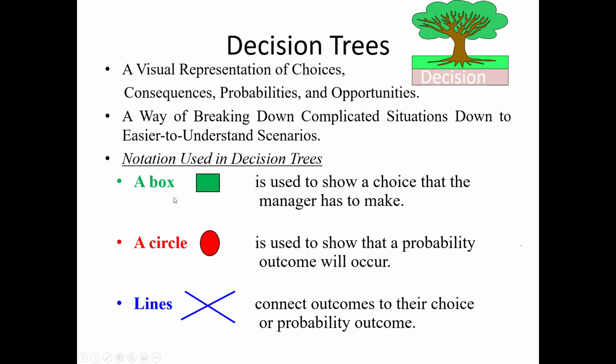You need to remember these three different notations which we will be using in decision trees. A box, normally we construct a box at the start. A box is used to show a choice that the manager or the decision maker has to make. Let's suppose I'm going to invest money. From this box, I will decide, should I invest or should I not invest? So this is one, and this is two. Then a circle will appear, which is used to show that a probability outcome will occur.